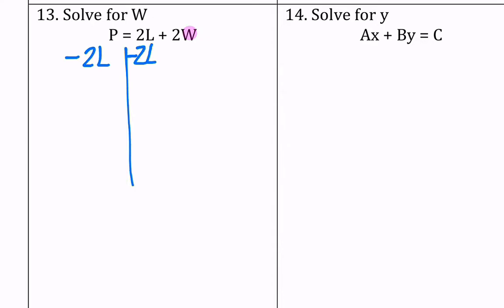On the left side, I had p subtract 2l. So I'm going to write it long ways. P minus 2l. On the other side, 2l and a negative 2l cancel, so that 2w drops down. Okay, here's the difference. Now I want 2 away from this w. So when a number and a letter touches, I'm going to rewrite mine too real quick.